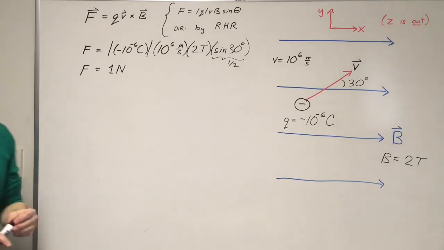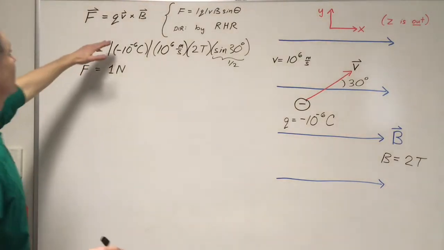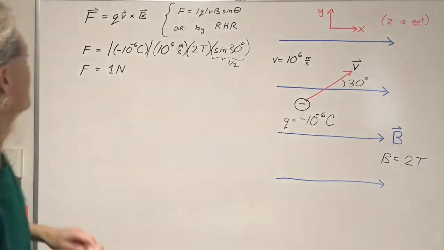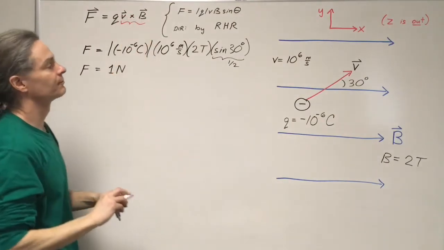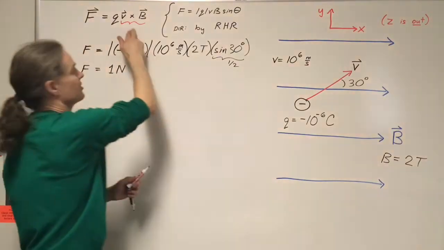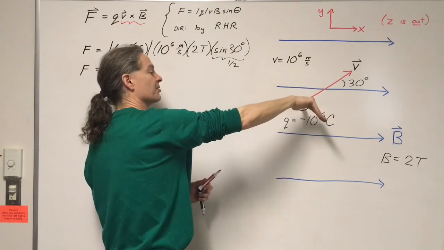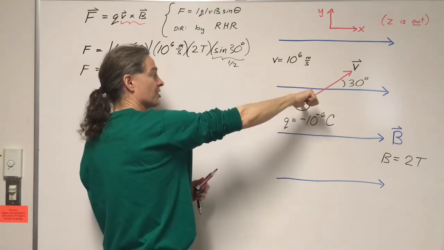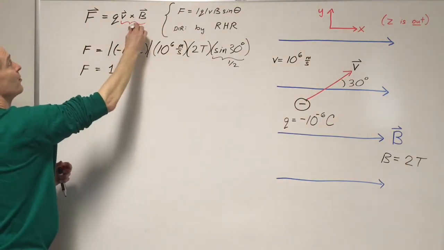All right, so now let's get the direction. We can get the direction by looking at this cross product. So a couple different ways. Here's the way I'm going to do it. I'm going to find the direction of V cross B. So using my right hand, I stick my fingers in the direction of the velocity, curl them into the direction of the magnetic field. My thumb points in the direction of V cross B. V cross B is into the board.